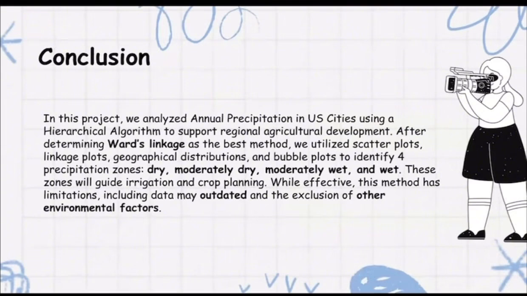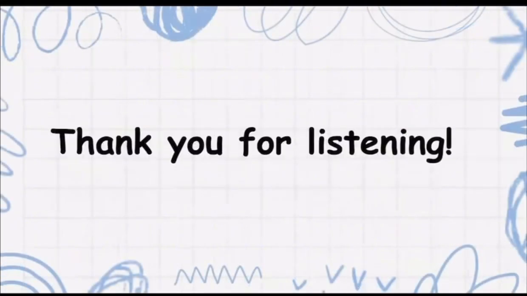Conclusion: in this project, we analyzed the annual precipitation in U.S. cities using a hierarchical algorithm to support regional agricultural development. After determining which linkage is the best method, we utilized scatter plots, line plots, geographical distribution, and bubble plots to identify 3 precipitation zones: dry, moderately wet, and wet. The zones will guide irrigation and crop planning. While effective, this method has limitations, including that data may be outdated because we chose it from the website, and the exclusion of other environmental factors. Thank you for listening. The additional R code will be provided in the group project draft.